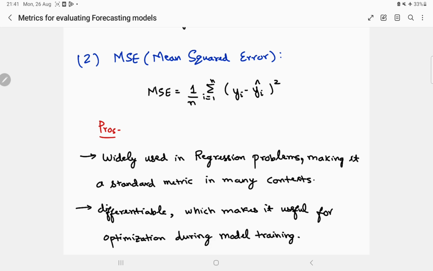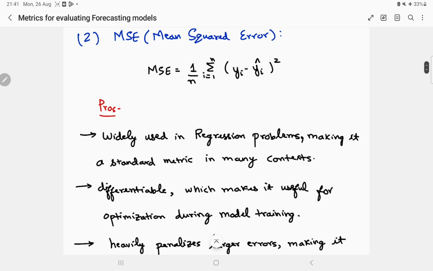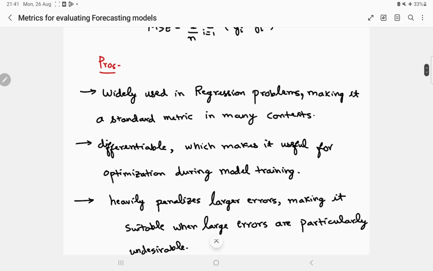MSE basically measures the average of the squared differences between the predicted and the actual values. It emphasizes larger errors due to squaring, which makes it more sensitive to outliers. And it is given as 1 over n, summation from i equals 1 to n, y i minus y i hat, squared. It's pretty straightforward. If we talk about some of the pros, it's widely used in regression problems.